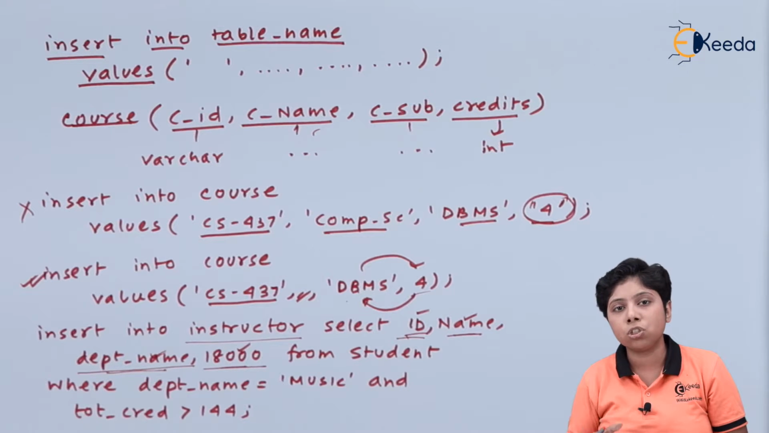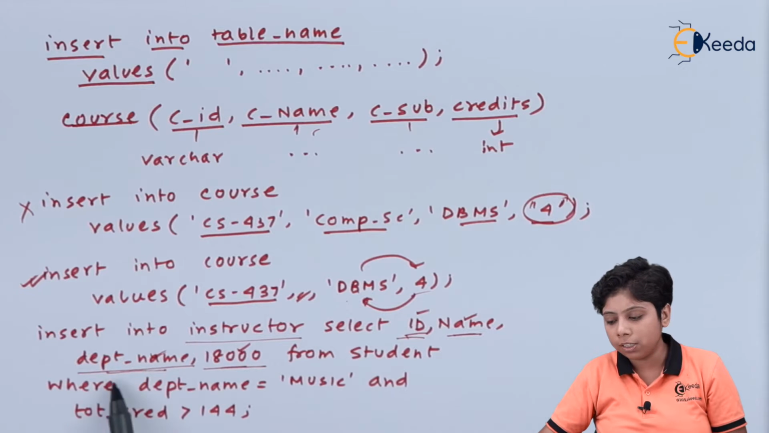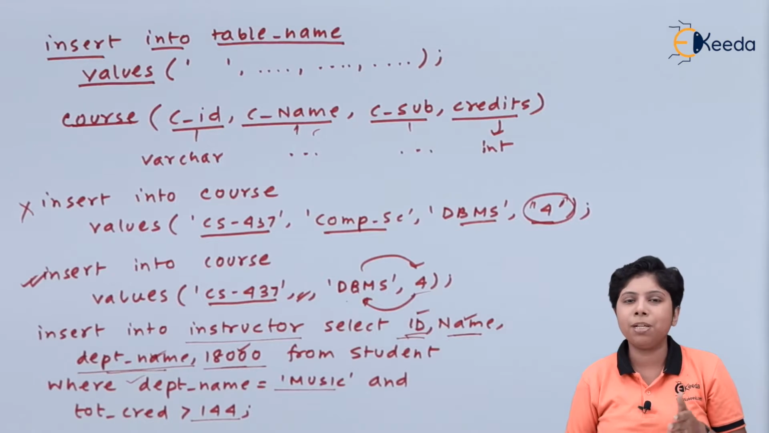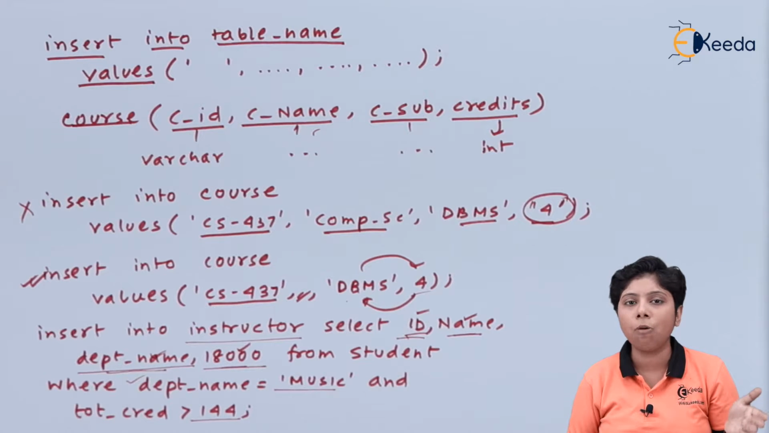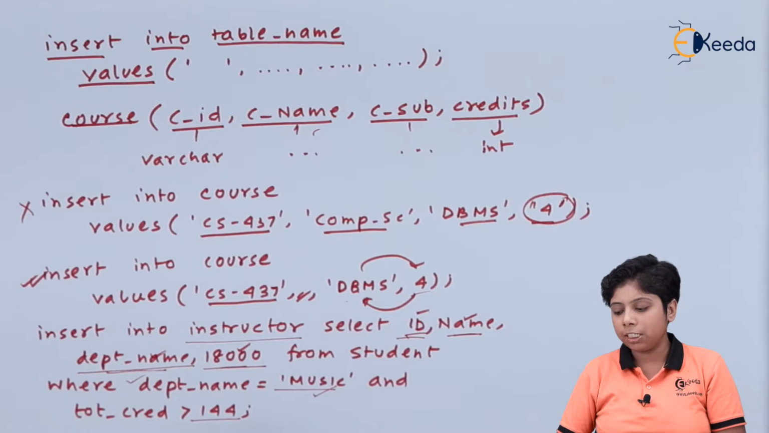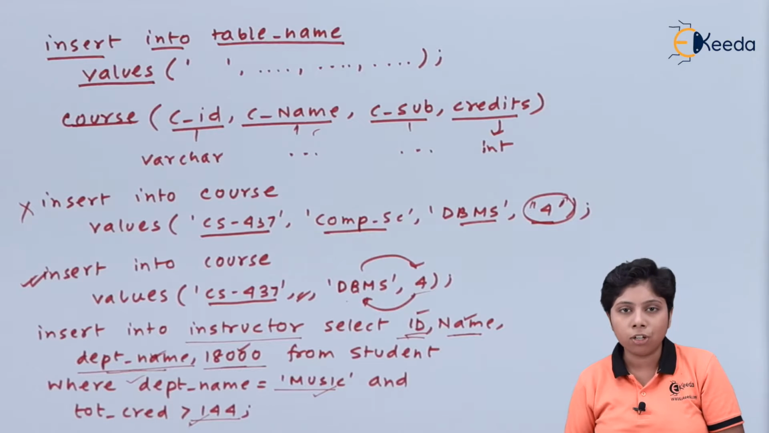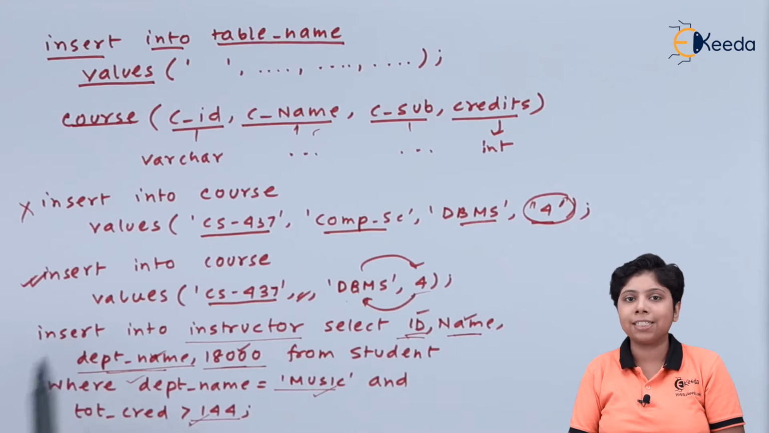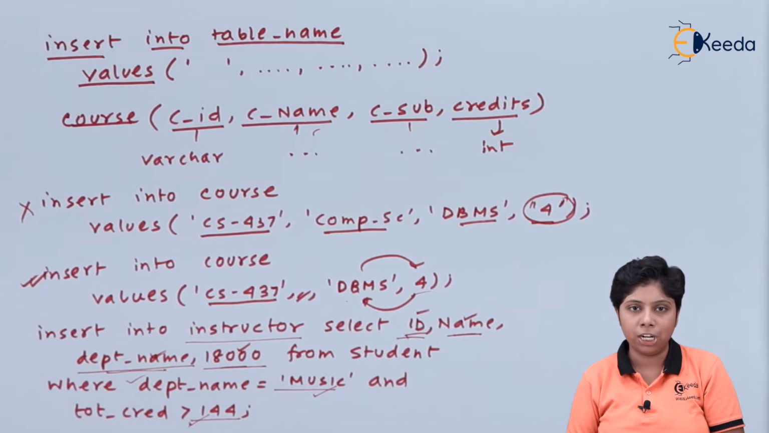So if there is a student who has got all these attributes along with the predicate that their department name is music and total credit is 144, that means he is in the 4th year and he can now be considered as a visiting instructor in the department. So if the department is music and credit is 144 or greater, then we can consider him as an instructor and put his value as an instructor value in the instructor relation.